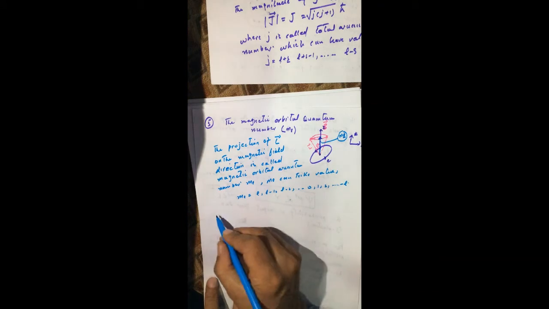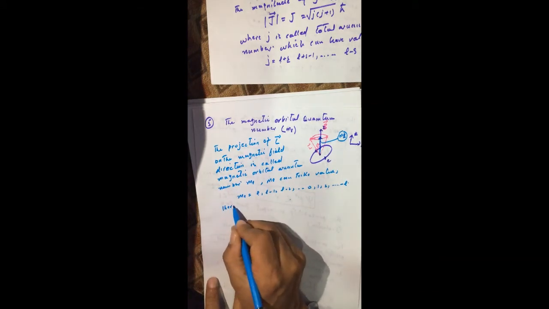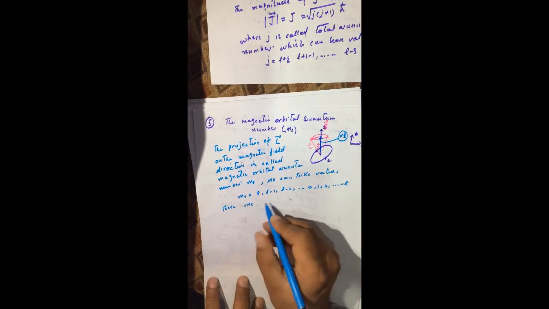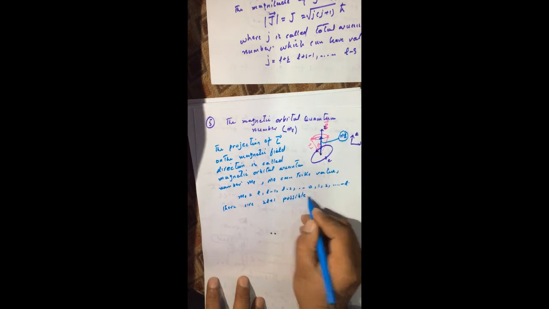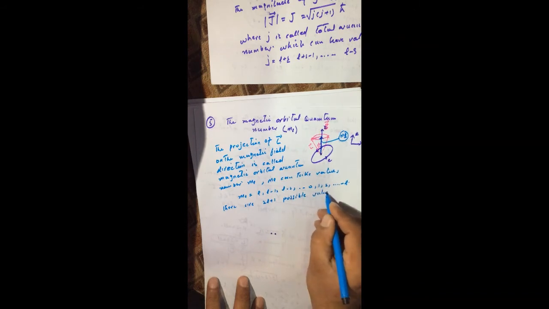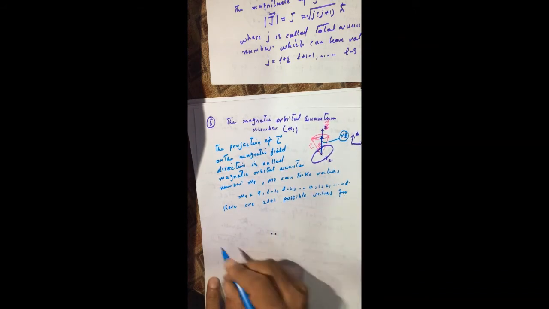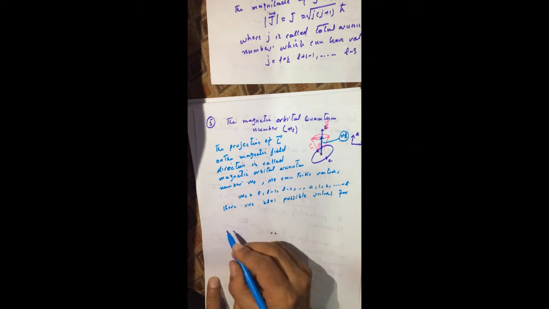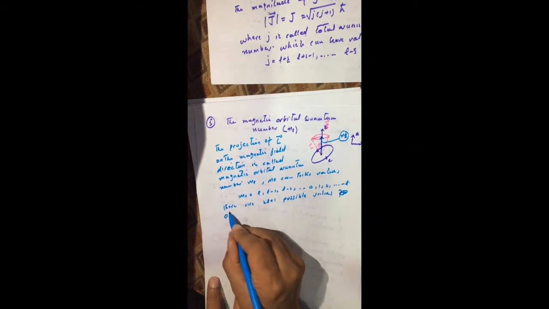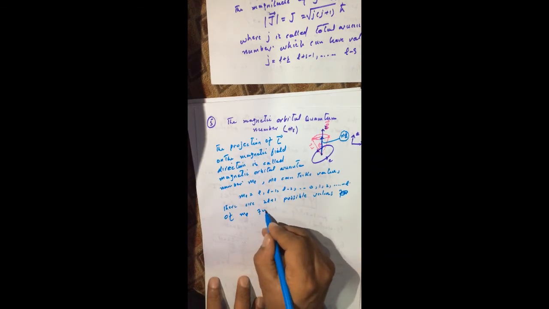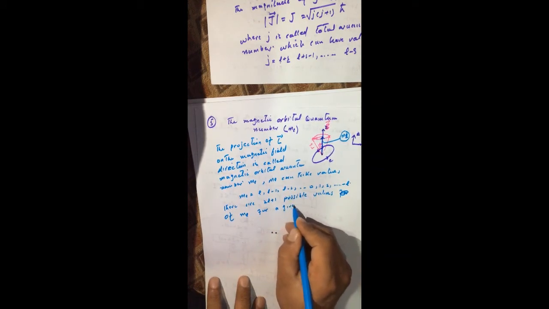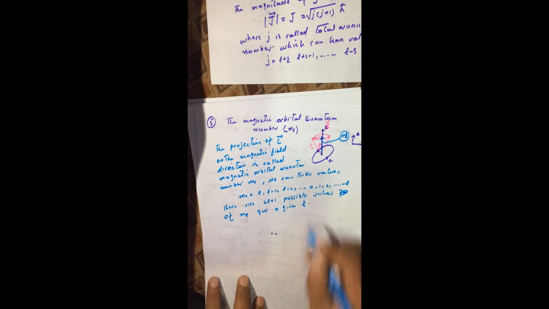So overall we can say that there are 2L plus 1 possible values of this magnetic orbital quantum number for a given L.